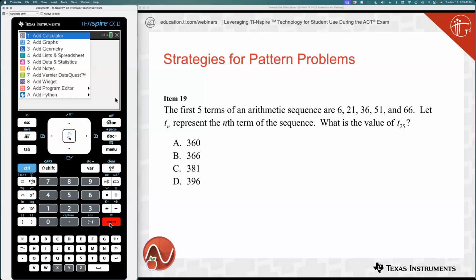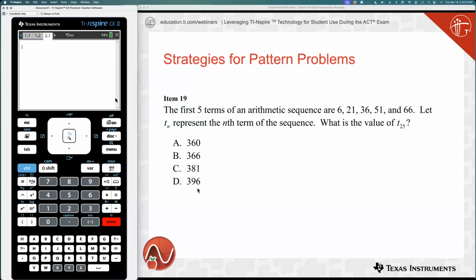Add pages, add problems, start over. Please do not delete. Please do not turn on the calculator and start with a new document. But this is one of those places where I can put that in there for my students. And so I'm going to add a calculator. And what's the difference here, Veronica?